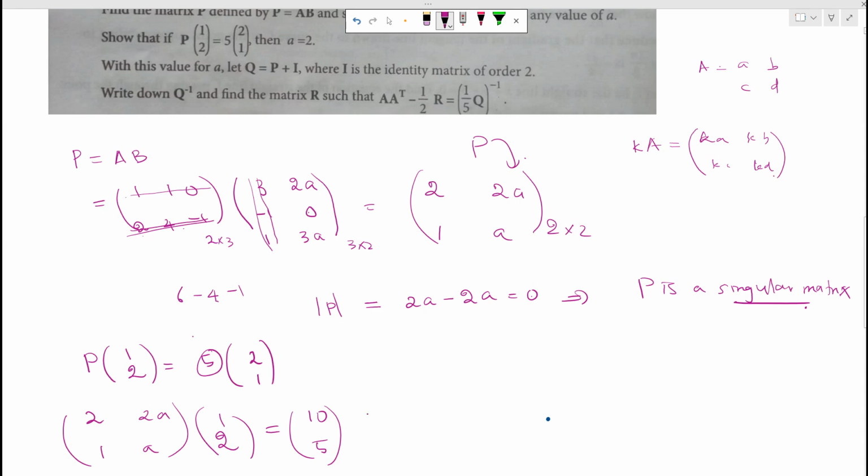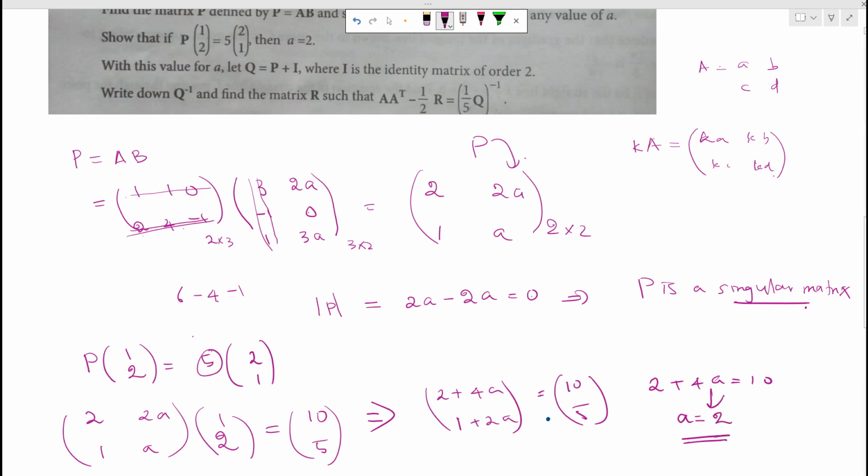Now from this you can write 2 + 4a, 2 + 4a, then 1 + 2a, 1 + 2a is equal to 10 5. From this you can tell that 2 + 4a is equal to 10, then a is equal to 2. So you just simplify this.